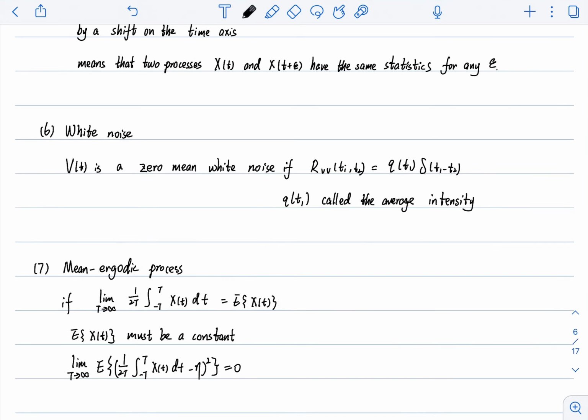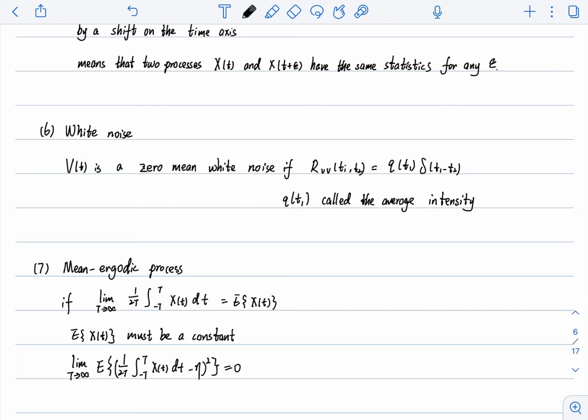Next, for the white noise, V(t) is a zero mean white noise if the autocorrelation R_VV(t1, t2) is equal to Q(t1) times the delta of t1 - t2. Q(t1) equals the average intensity, and the white noise is a process such that its values at different times X(ti) and X(tj) are nearly independent. Actually, they are uncorrelated.